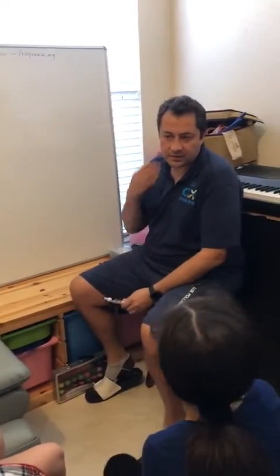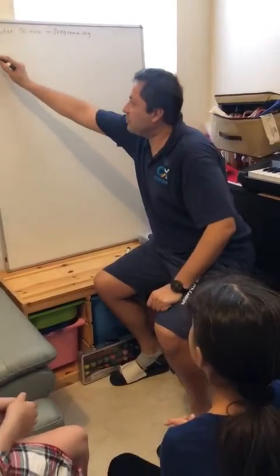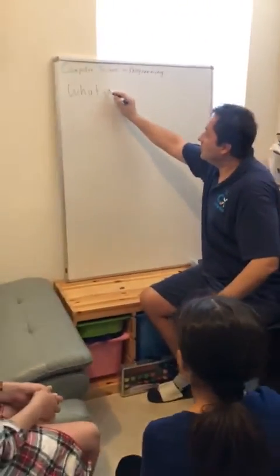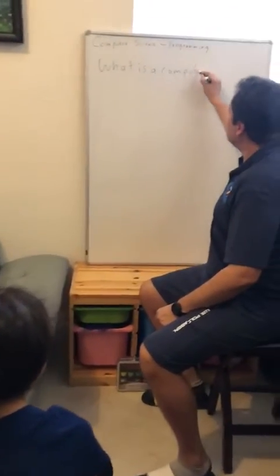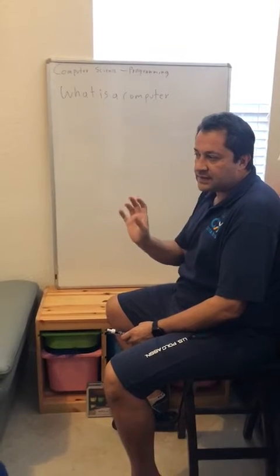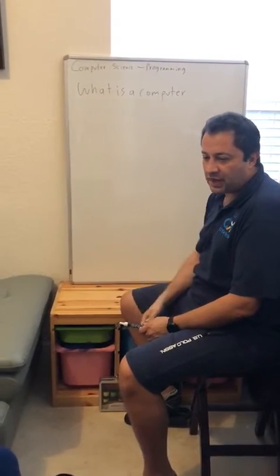We need to learn what a computer is. So what is a computer? Computer. Okay? Now I'm going to tell you. A computer is a device, any machine that you give input and produce any type of output.